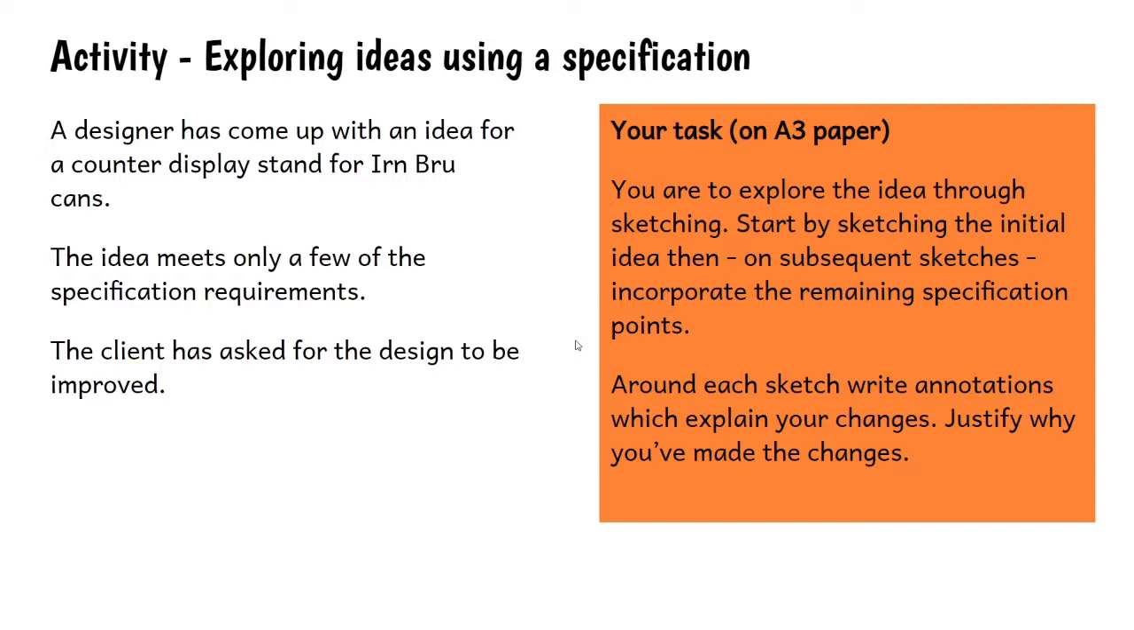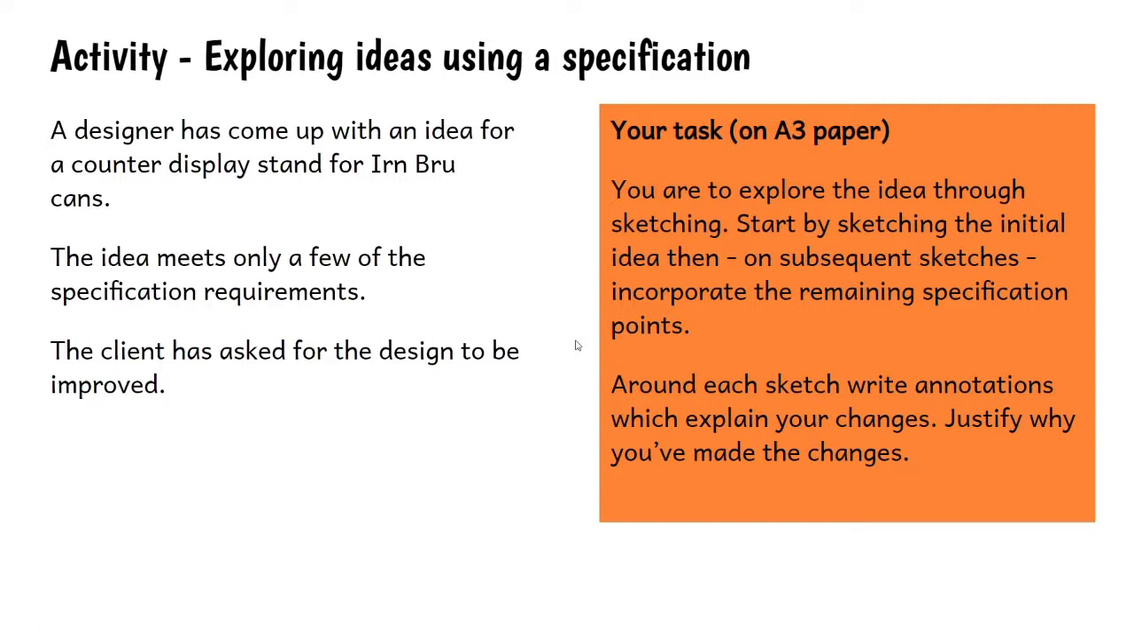So your task, it says here on A3 paper, do this on whatever paper you can get, okay? You are to explore the initial idea through sketching. So you're going to be doing quite a lot of drawing here. You're going to start by sketching the initial idea for the can holder, and then, on subsequent sketches, incorporate the remaining specification points. Around each sketch, I want you to write little annotations, little notes, which explain your changes. Tell me what you're changing and tell me why you've made those changes.